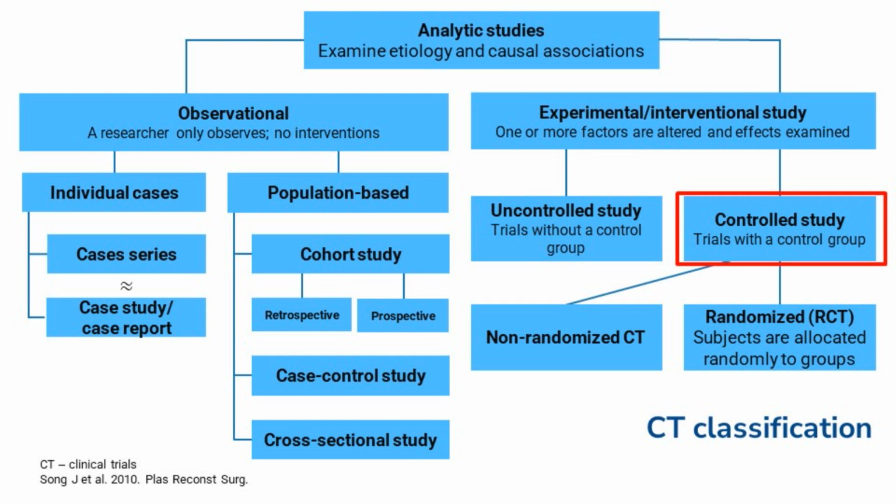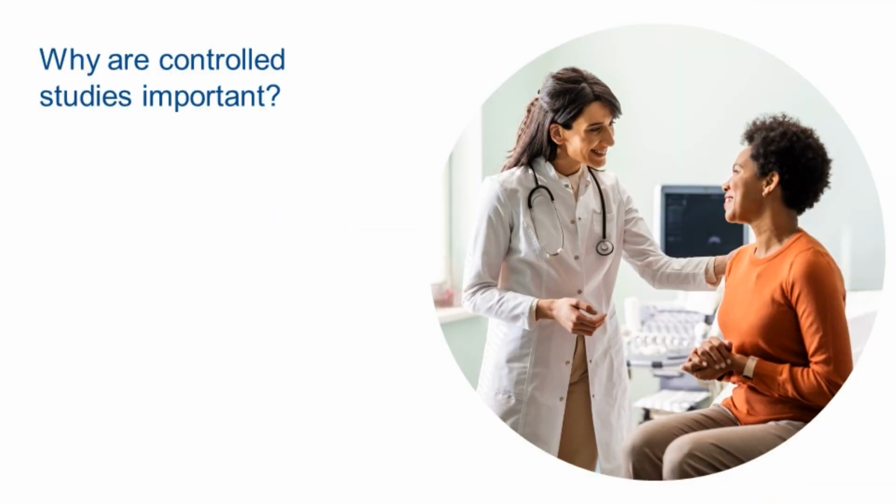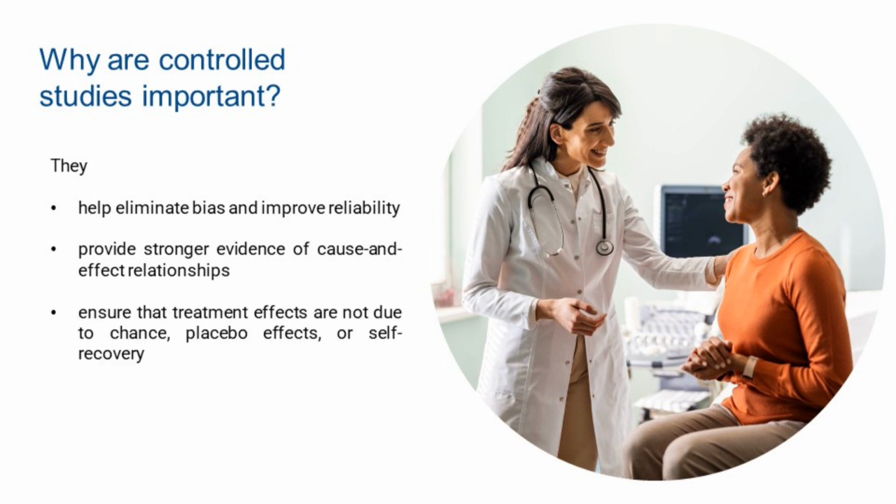Controlled studies. Controlled studies are clinical trials that include a control group, allowing researchers to compare the effects of an intervention against a baseline, e.g., a placebo, standard treatment, or no treatment. Why are controlled studies important? They help eliminate bias, improve reliability, provide stronger evidence of cause and effect relationships, and ensure that treatment effects are not due to chance, placebo, or self-recovery.